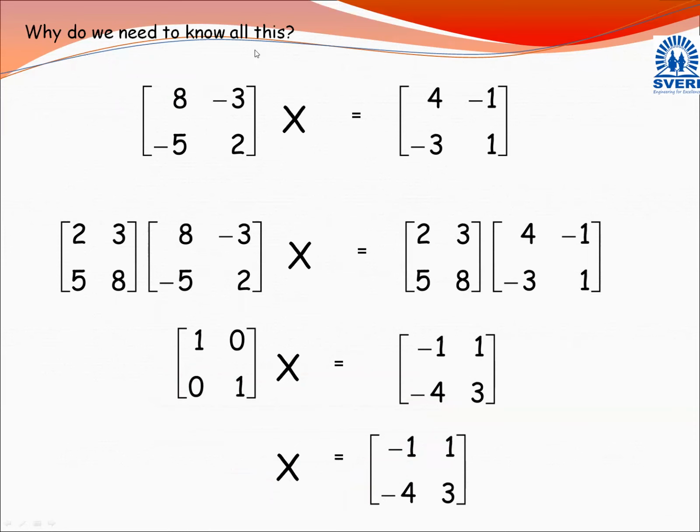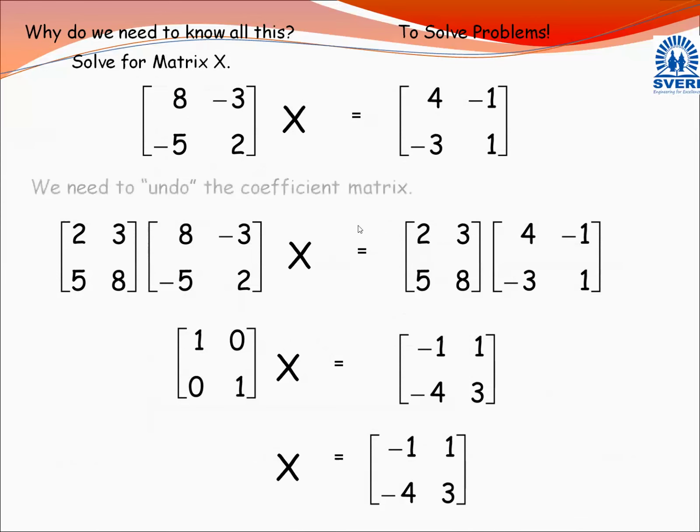Why do we need to know all this? To solve problems. Solve for matrix X. If we have that matrix, we need to undo the coefficient matrix. So finding X, it will be minus 1, 1, minus 4, 3. Whenever we face such types of examples, just multiply by its inverse. Already we know how to find the inverse.